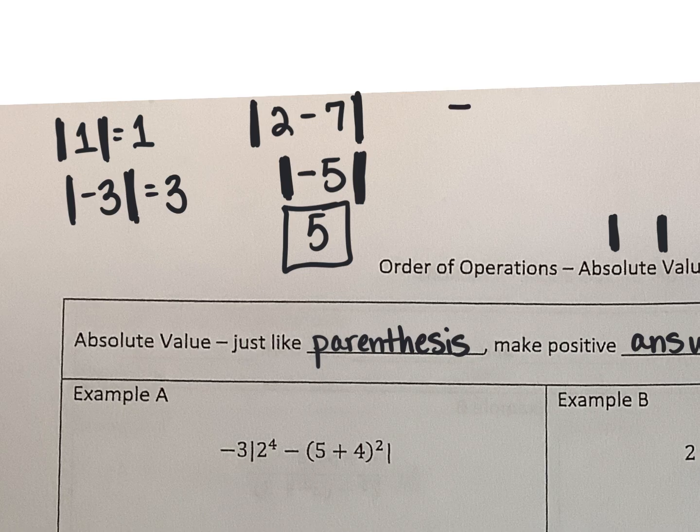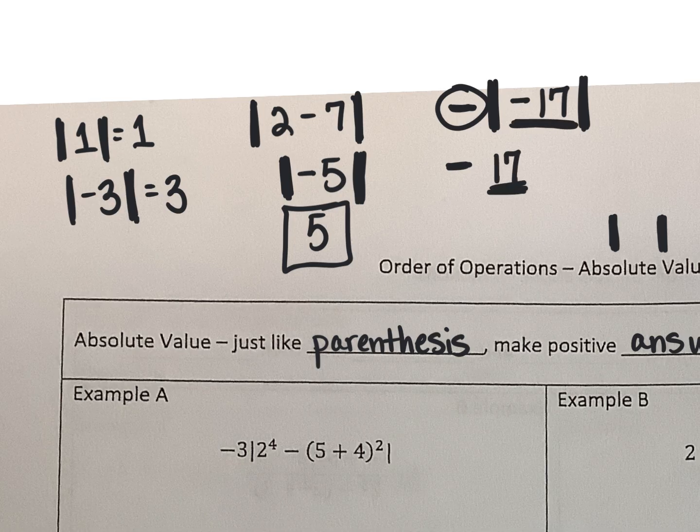Now, the only time these can result in a negative is if you have a negative on the outside. So if I had a negative on the outside and it's a negative 17. All right, this outside negative stays. That one has nothing to do with the absolute value. That's just like negative 1 times that absolute value. So now what is the absolute value of 17? Well, this is 17, and then that negative is still there. So the answer is negative 17. Questions?